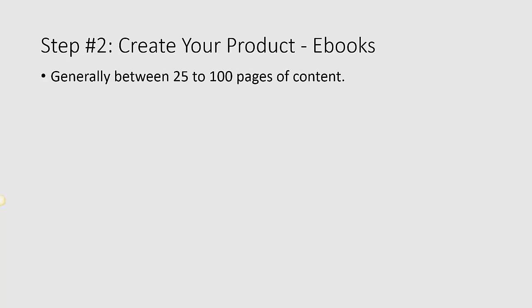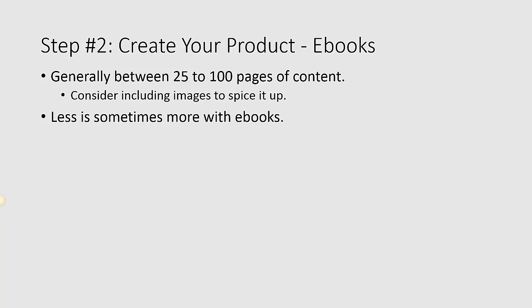Generally, an ebook is between 25 to 100 pages. I mentioned 45 pages, which is a pretty good rough estimate. You really want to consider including images to spice it up, and you don't have to use the smallest font either. You want to have good paragraph spacing so it's not all run together. You want to make it easy to read. You want to include images if you can.